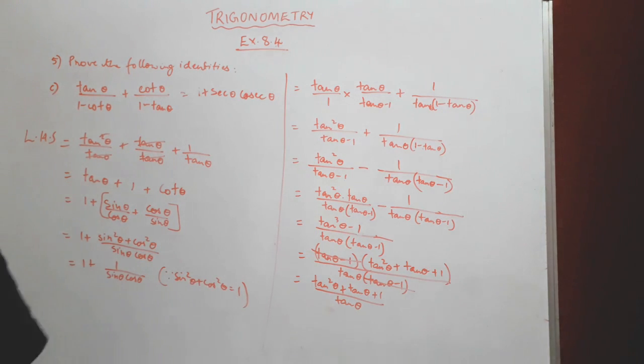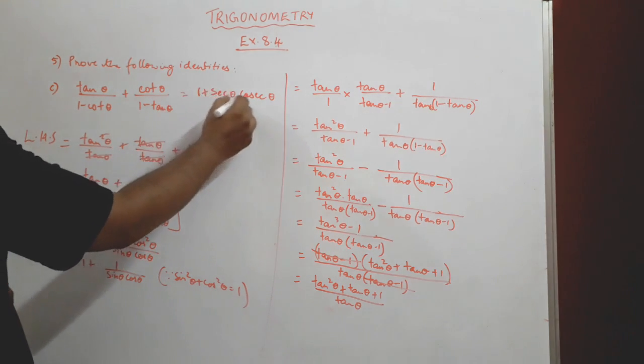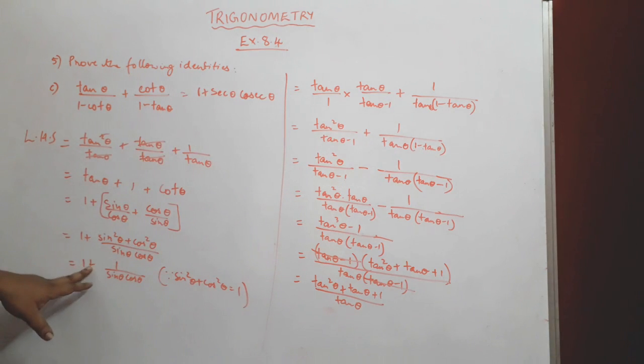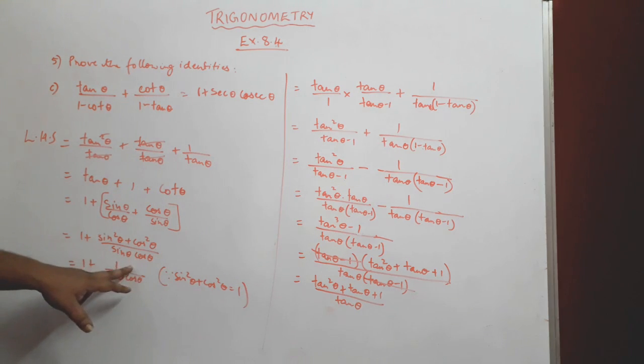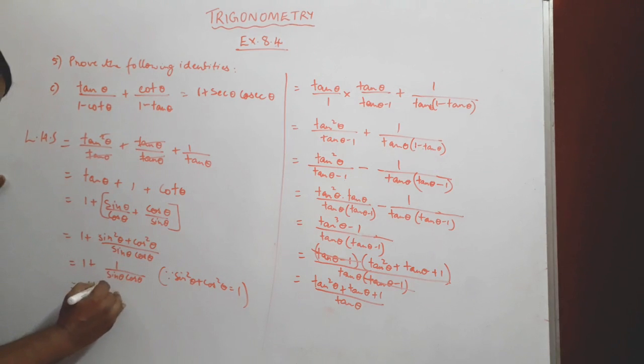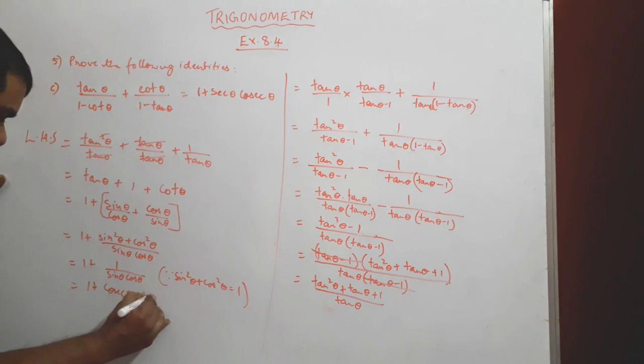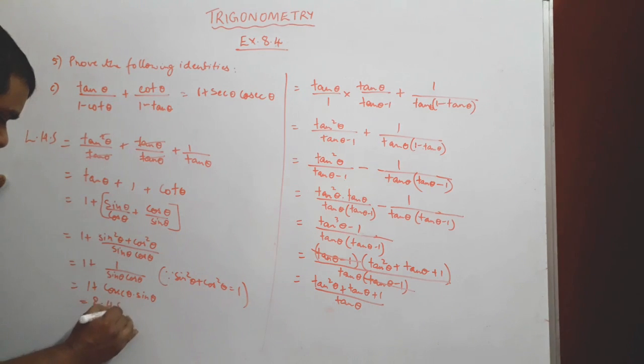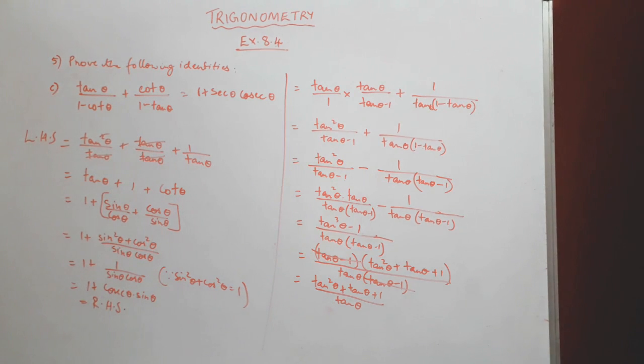Now if you have a look, what we needed over here was 1 plus sec theta into cosec theta. We've got 1 plus, if you have a look, this is nothing but 1 upon sin theta into 1 upon cos theta. 1 upon sin theta is what? Cosec theta. 1 upon cos theta is what? Sec theta. So we can write this as 1 plus cosec theta into sec theta, which is equal to RHS. Got it? As simple as that.